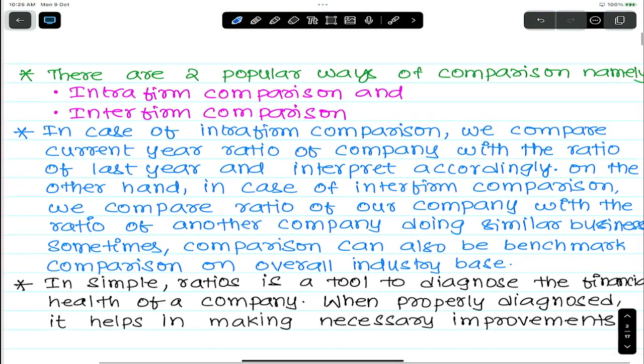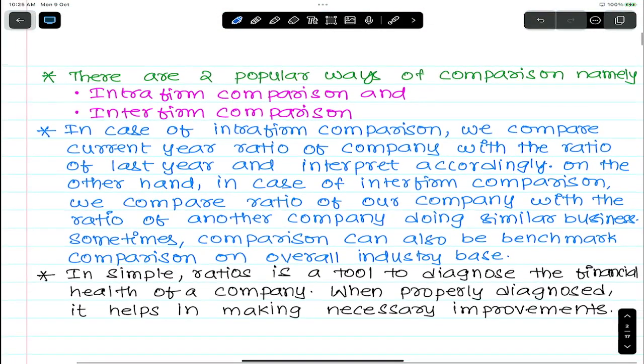Now write down. First, listen. There are two popular ways of comparison, namely intra-firm and inter-firm. In case of intra-firm comparison, we compare current year ratio of the company with the ratios of the last year. I told you just now, our past with our performance today, and interpret accordingly.